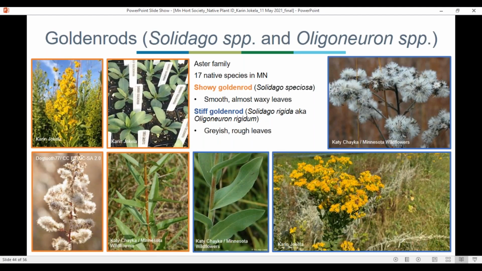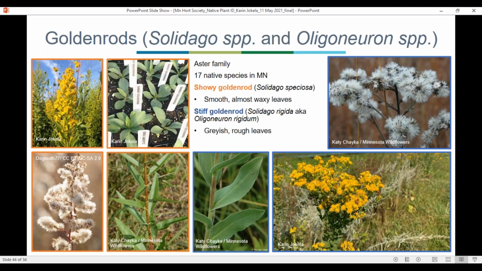Goldenrods are way too diverse for me to even explain in detail here, but I just chose 2 species that are commonly used in gardens and in restorations that are pretty different. The showy goldenrod, Solidago speciosa, has waxy leaves. And personally, I think the inflorescence, that flower head, looks like the shape and the size of a soft serve ice cream cone. It always has that conical structure.